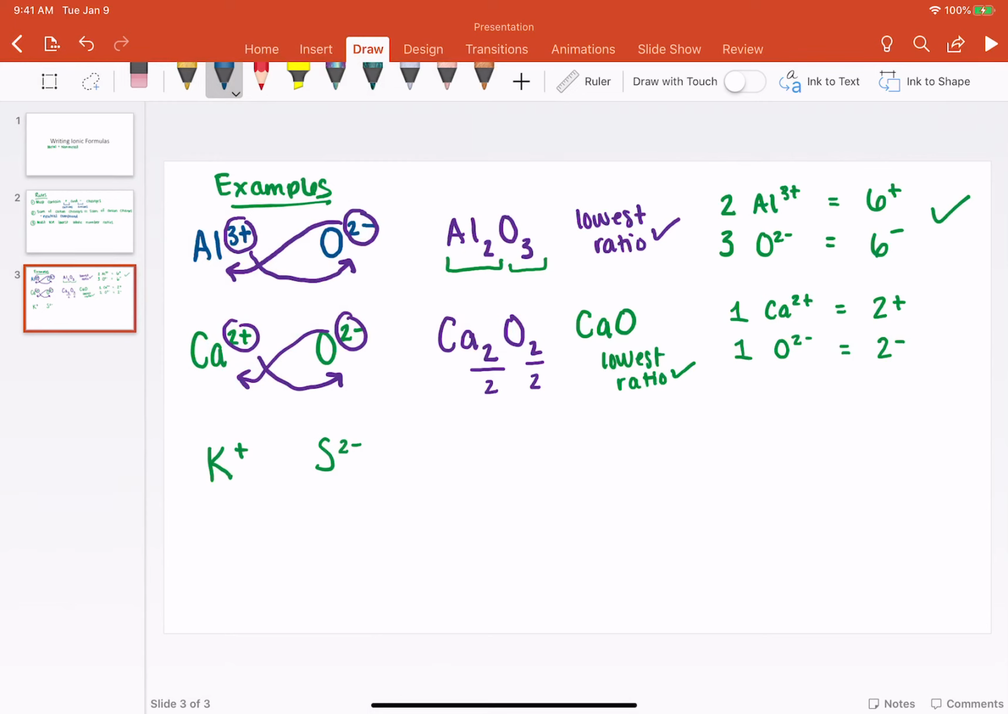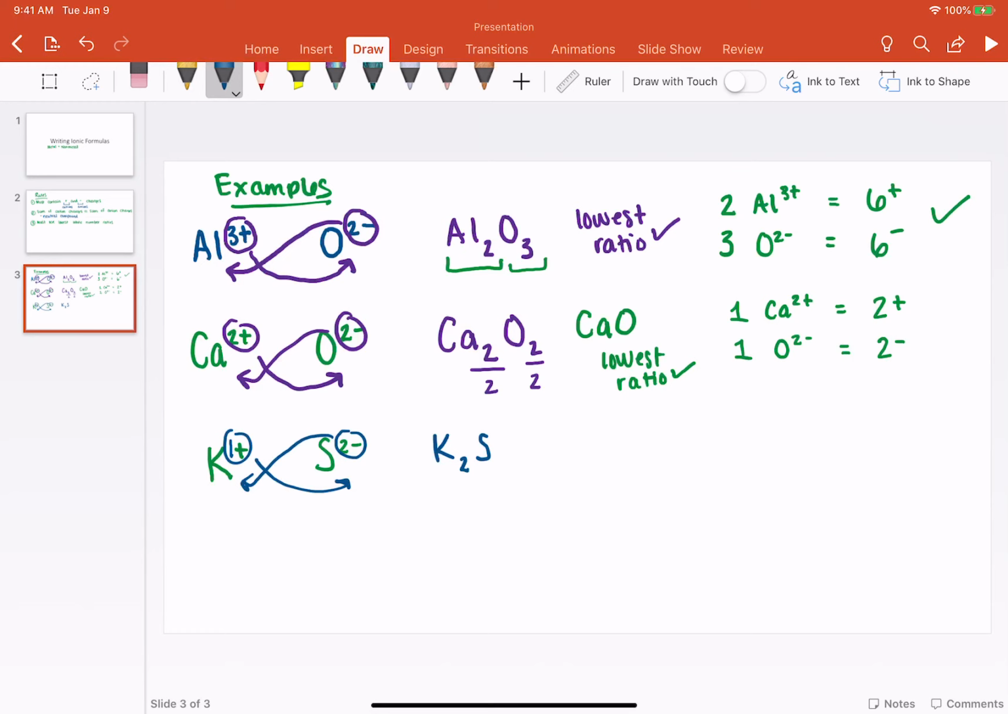So in this case, whenever you see a plus charge without a number, you can assume that that is a 1 plus. So that 1 plus is going to go down to be a subscript for the S. And then the 2 minus will be a subscript for the K. So we end up with K2S. Remember, when we were writing chemical formulas, we don't write the ones. We talked about that in the prior video.